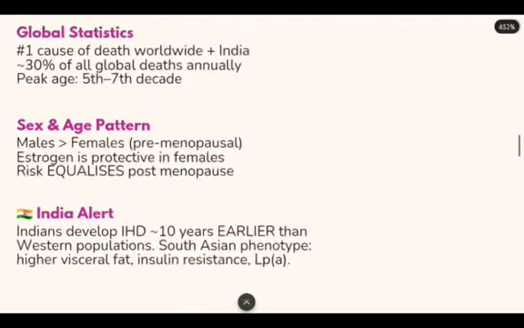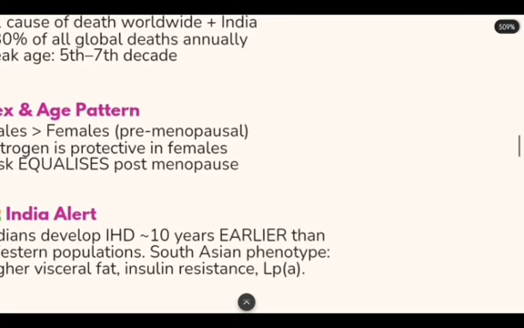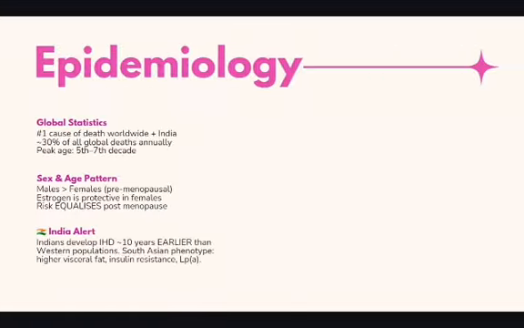But there is a concerning part: Indians develop ISD almost 10 years earlier than Western populations. Ten years. That is, a 45-year-old Indian man has the cardiac risk profile of a 55-year-old Western man. It is because of the South Asian phenotype. Due to this phenotype, higher visceral fat and more insulin resistance is found in Indians, which leads to higher LPA levels. So it is a very important disease to learn about from the Indian point of view.